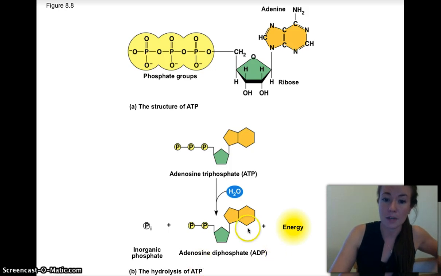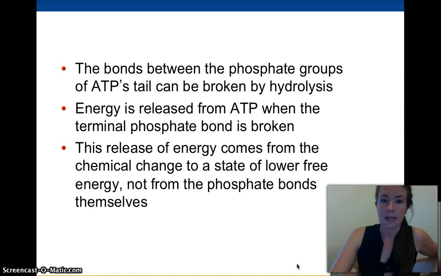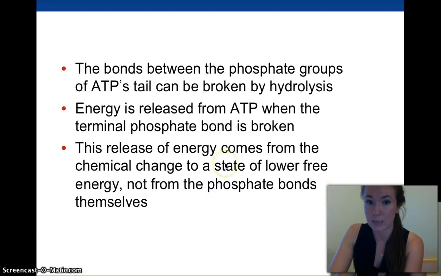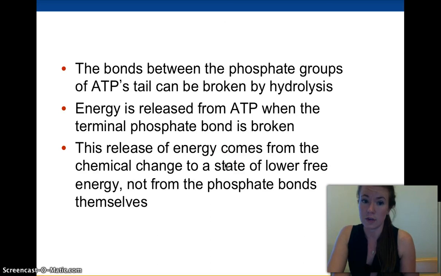And then what we have left over is adenosine diphosphate, ADP. Now we have 2 phosphates instead of 3. Di means 2, tri means 3. And we get energy when it happens. So that's really important. Here we see that again. The bonds right here can be broken by hydrolysis. We put in water in the process of hydrolysis, and we get 2 molecules out, an inorganic phosphate and an ADP. And that's when the energy is released, when we release that phosphate group.